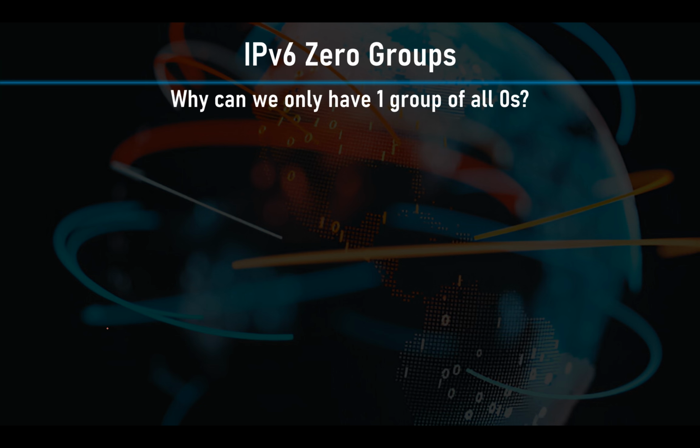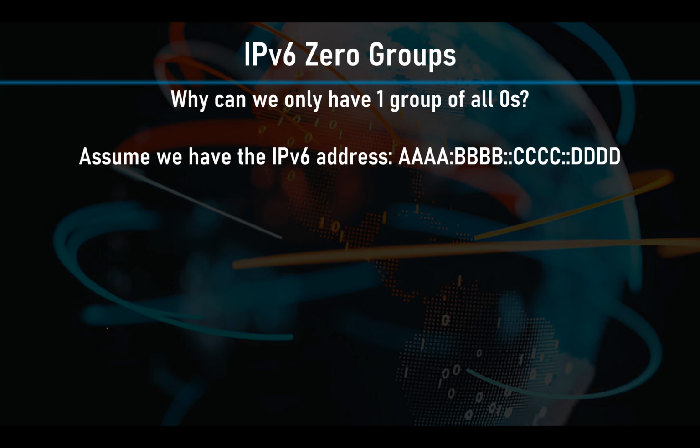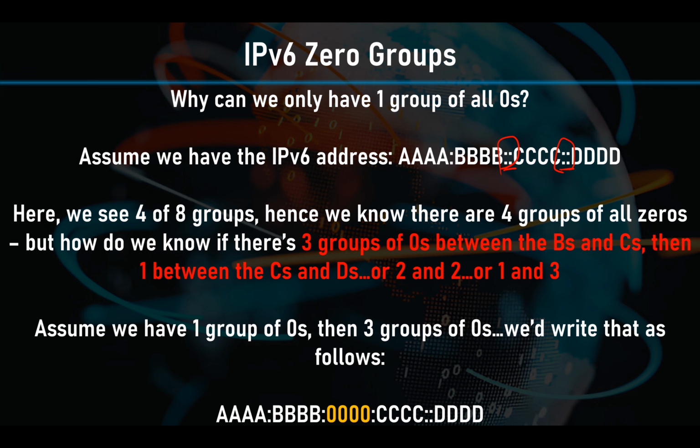Okay, so let's think then, why can we only have one group of all zeros? I'll say pause the video, have a think about that. So if we have the IP address, let's say this. Now, if we see here, this is going to be invalid, because we actually have 2 groups of zeros. If we think about this, we're not going to know how many zeros are in this first group, and how many zeros are in this second group. So, for example, here we see 4 out of the 8 groups, hence we know there's going to be 4 groups of all zeros in order to make the 8 groups. But how do we know if there's 3 groups of zeros between, say, B and C, and then only 1 group of zeros here?